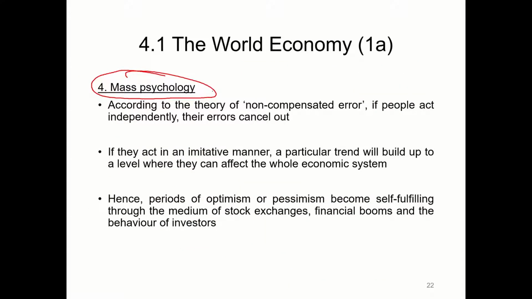This will be the last internal factor that explains why the economy is cyclical in nature, and that's mass psychology. You might want to take note that this concept is important and you need to revise it. According to the theory of non-compensated error, if people act independently, their errors cancel out. Here we look at a situation whereby in this economy A, there are 4 people, let's say.